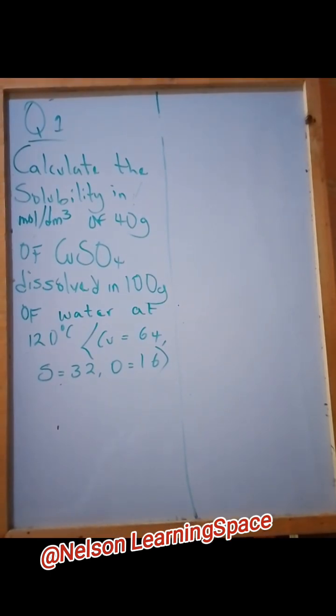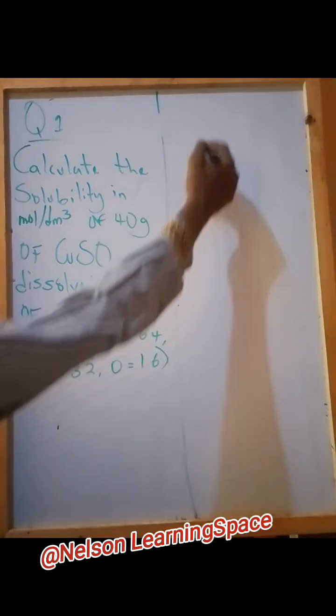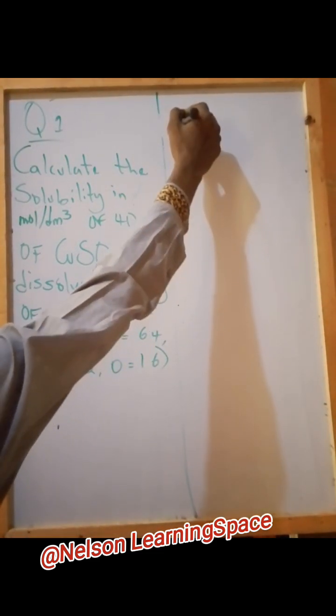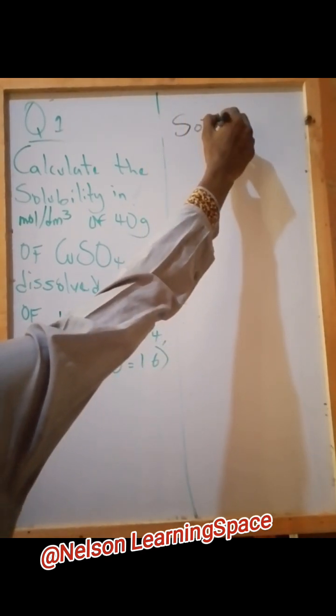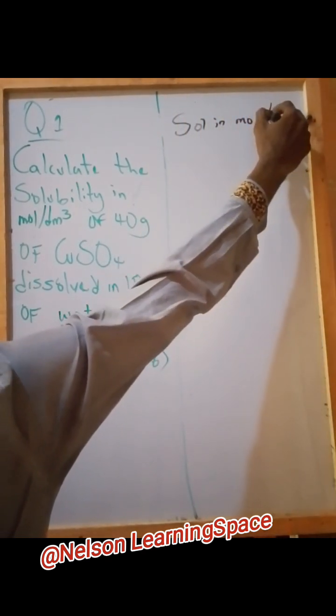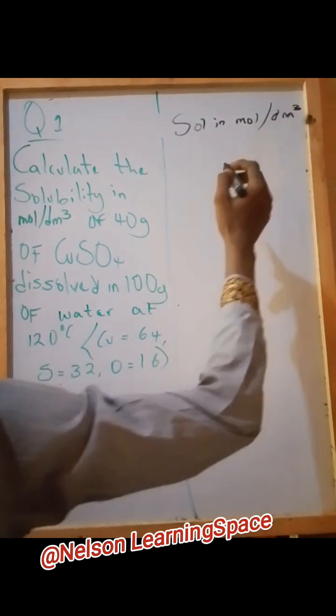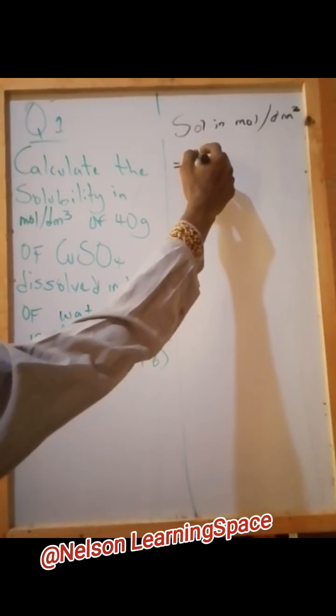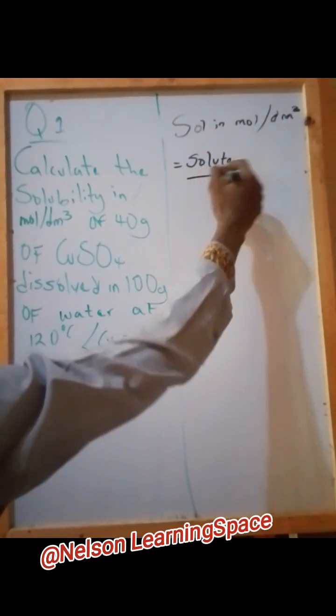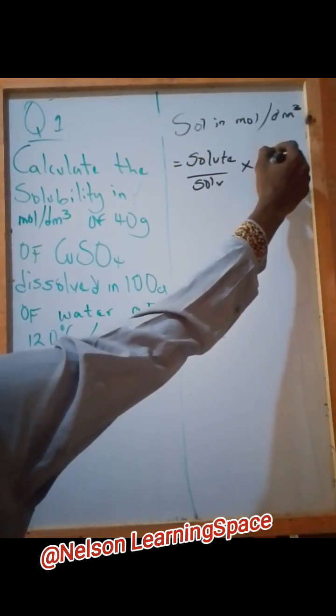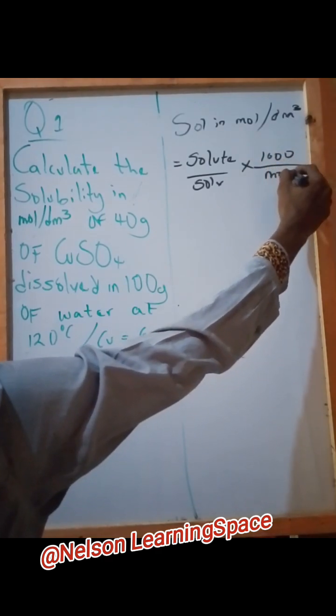So the question goes: calculate the solubility in mole per dm cube of 40 gram of CuSO4 dissolved in 100 gram of water at 120 degrees Celsius. And then we're given the atomic mass of each of the elements. In this question, how do we solve it? Since it involves mole per dm cube, we should know the formula to use. Now let's go. That will be equal to, let's use that second one. I prefer the second one in this case. Solute over solvent multiplied by 1000 over molar mass.